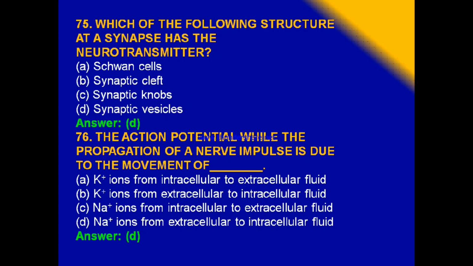Number 76 question. The action potential during the propagation of a nerve impulse is due to the movement of K plus ions from intracellular to extracellular fluid, K plus ions from extracellular to intracellular fluid, Na plus ions from intracellular to extracellular fluid, or option D, Na plus ions from extracellular to intracellular fluid. So what's the right answer? Na plus ions from extracellular fluid to the intracellular fluid. That means option D is the right answer.